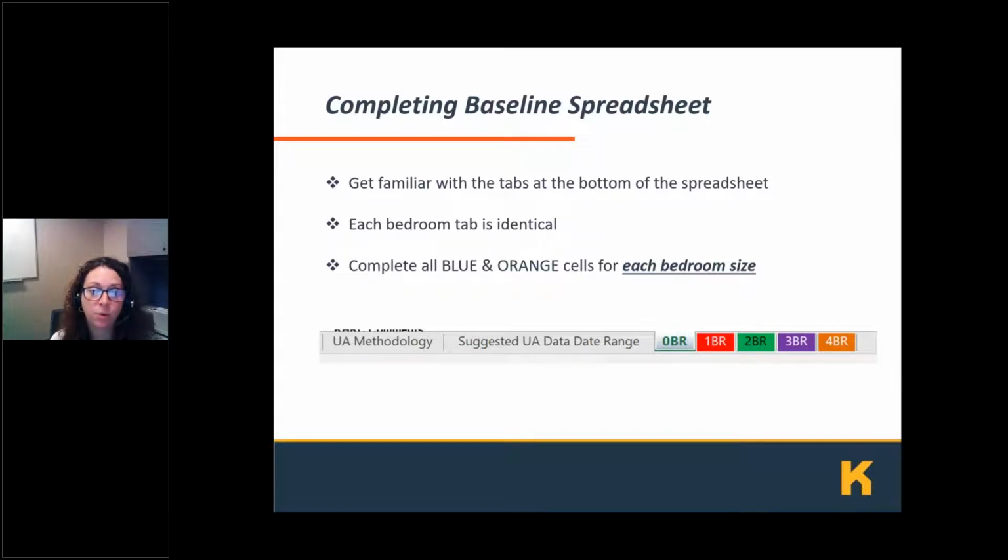So again, when we're putting these baselines together, you have to enter data for each bedroom size separately. So we're going to have a 0 bedroom utility allowance, a 1 bedroom, a 2 bedroom, and so forth if you have additional. You're going to complete the blue and the orange cells for each of your bedroom sizes.